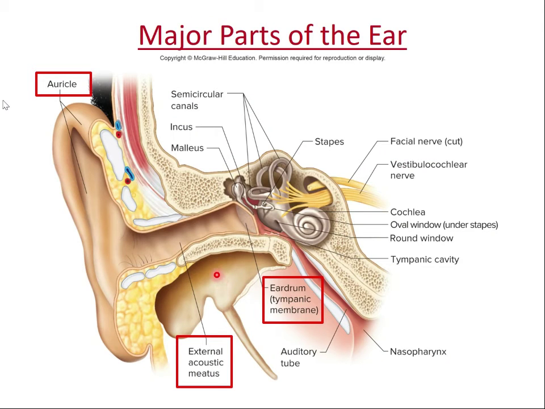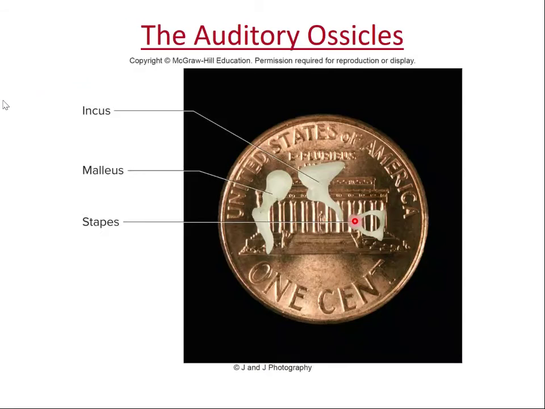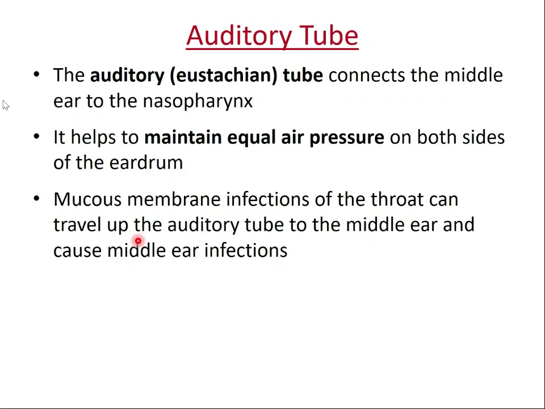Know the different parts of the ear. We have the auricle, the external ear, the external acoustic meatus, the eardrum, then the middle ear, know the three bones that transmit sound, and then know the components of the inner ear. The three auditory ossicles are the incus, malleus, and stapes. Know these three smallest bones in the body, and the functions of the auditory tube and how it helps maintain equal air pressure on both sides of the eardrum.